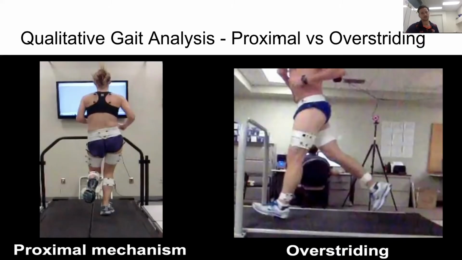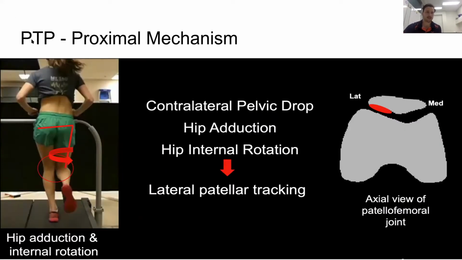Both of these proximal and overstriding mechanisms can potentially result in injuries, but there has to be a training load error first. So patellofemoral pain is the reason that comes up with runners who use a proximal mechanism. As you can see with the runner on the left, there is a contralateral pelvic drop. Add that in with a bit of hip adduction and hip internal rotation, creating that small window between the two knees.